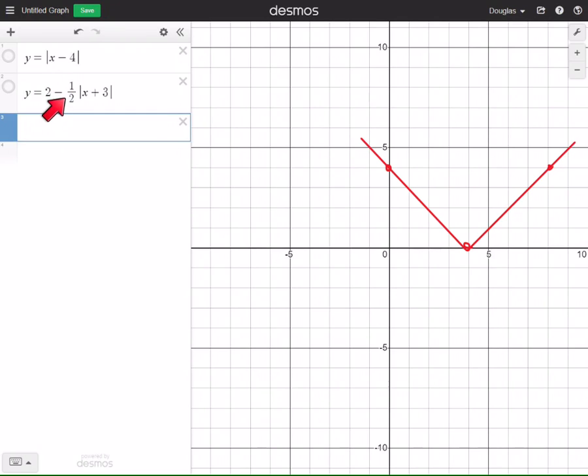The other one's a little trickier. There's a vertical shift up 2, and there's a shift left 3. So I got a new origin where I go left 3, up 2. The slopes are plus or minus a half, and the negative means the absolute value is opening down. So when I draw that graph, suddenly I realize, oh, there's no solution to the equation that I showed you earlier.